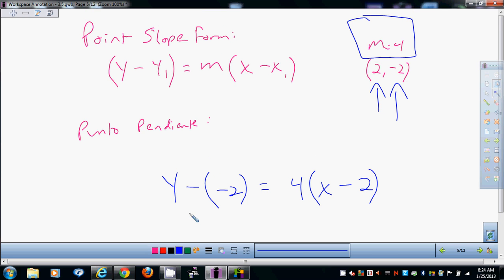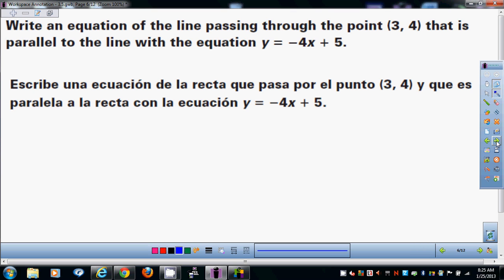Right here, you need point-slope. Write an equation of the line passing through this point that is parallel to that line. Now, yesterday we talked about lines that were parallel, and what's the relationship between the slopes of parallel lines? Yes. They're the same. If two lines are parallel, they have the same slope. That is the only thing that you need from this equation. What is the slope of that line?